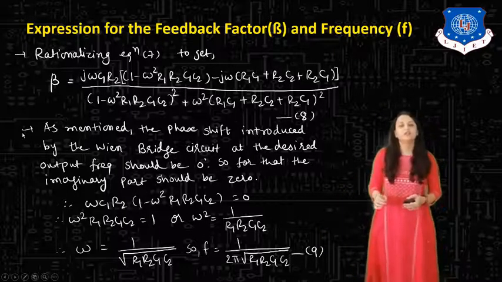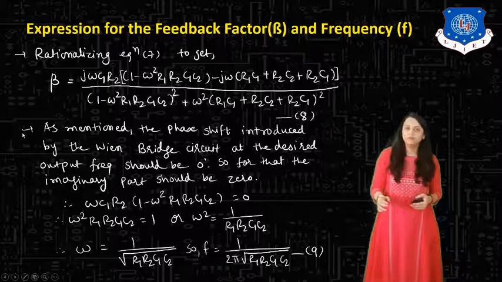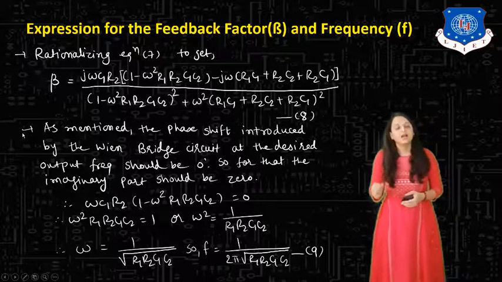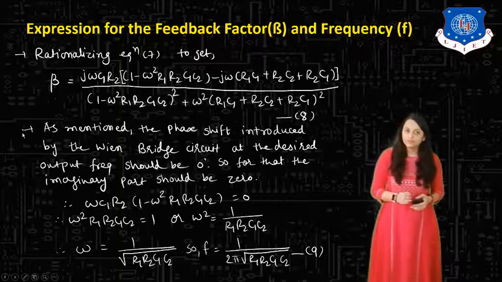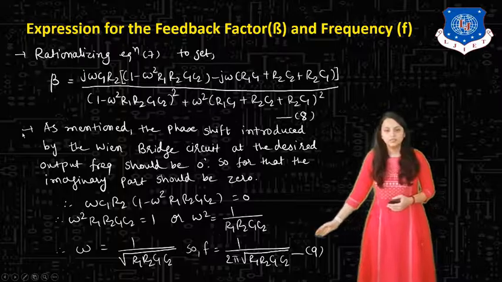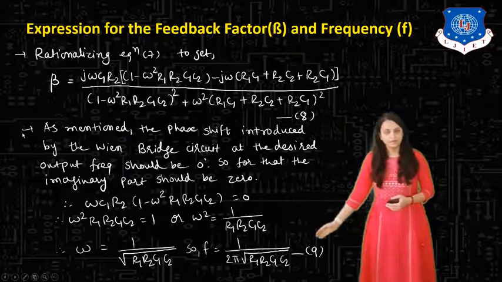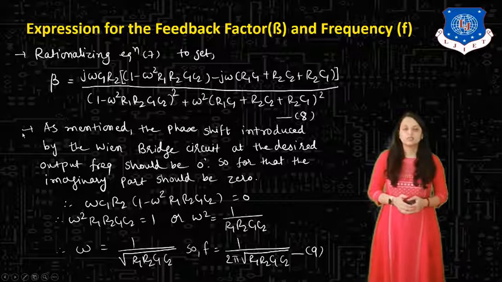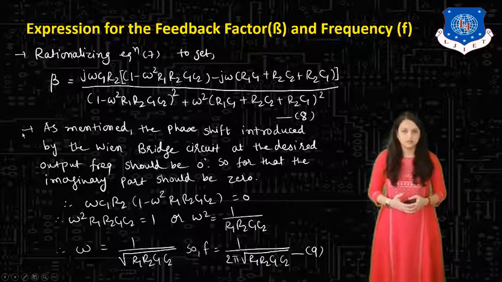So if you want to find the value of omega, that will be equal to 1 by under root of R1 R2 C1 C2. And we know that omega equals 2 pi f. So if you want to find the equation of frequency, we will have f equal to 1 by 2 pi under root of R1 R2 C1 C2. This is the frequency for this circuit.